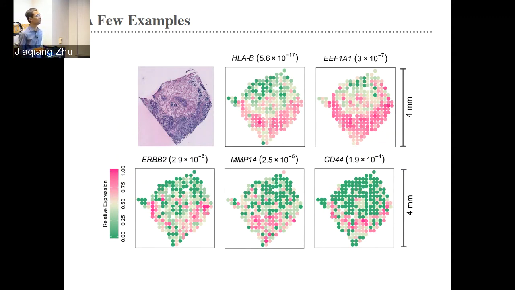EEF1A1 encodes a subunit of elongation factors. This gene is highly expressed in the cancer regions and with moderate expression in the other areas. There is a hypothesis that this gene promotes cell migration through its influence on cytoskeleton organization. And for the ERBB2 gene, there is a lot of literature support. I think this is the number one gene in the CancerMine database related to breast cancer.